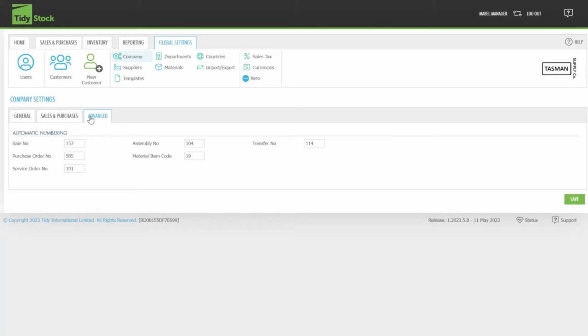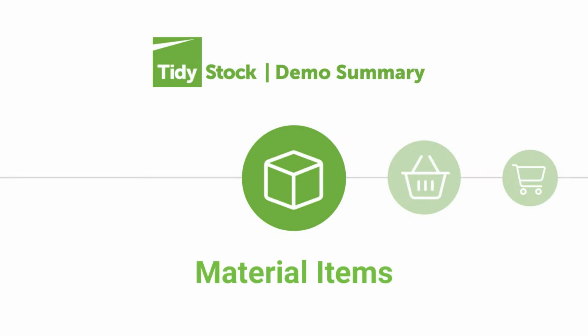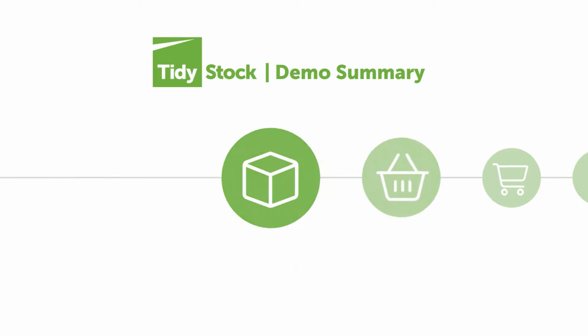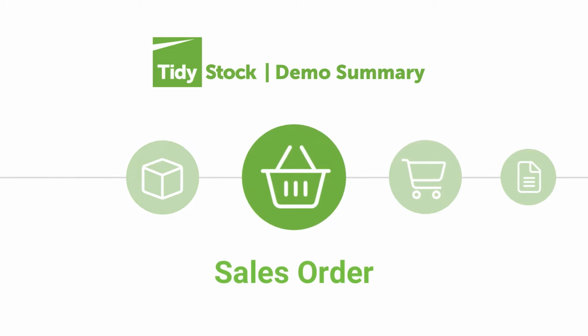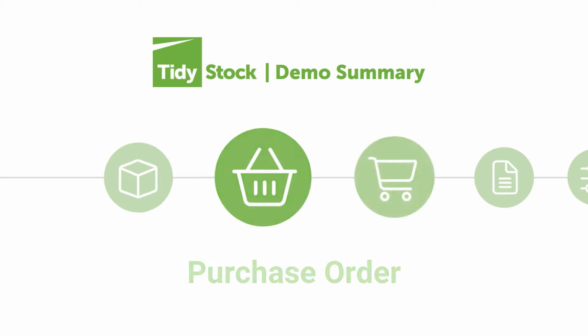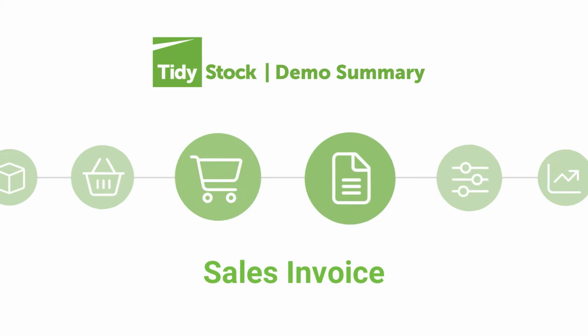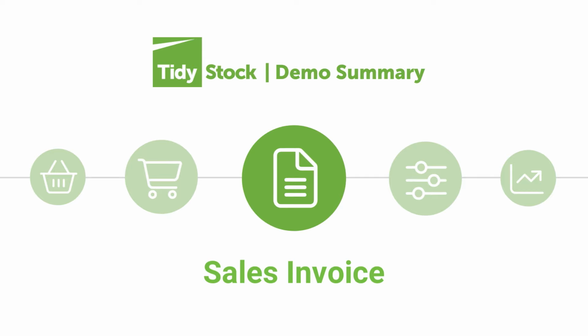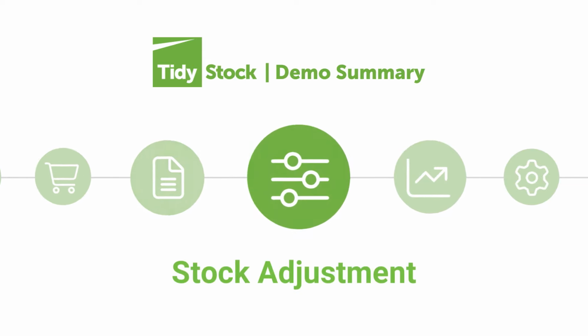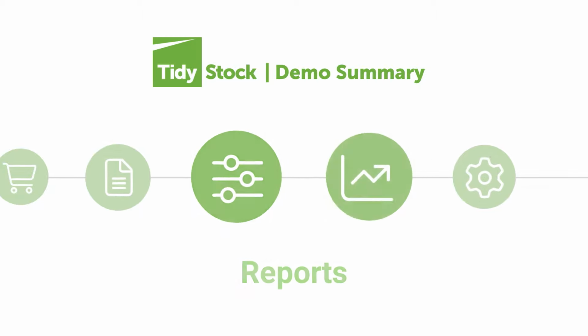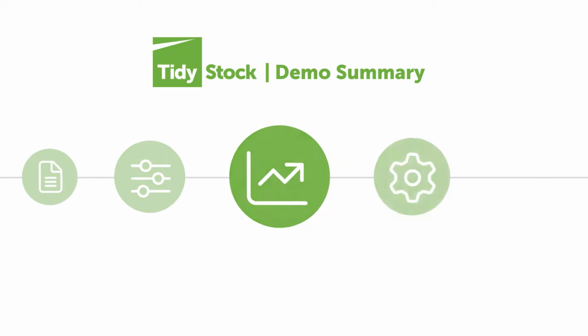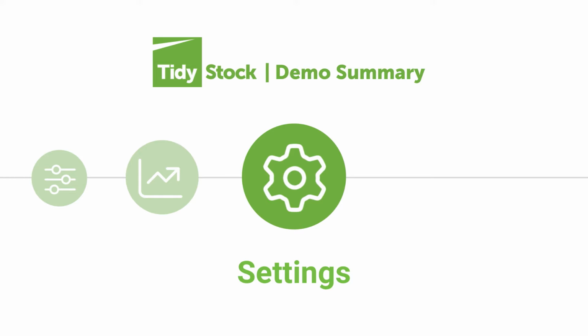That's all for today's demo. We've covered quite a lot of ground, so let's summarise. We started off by learning how to add material items and assemblies to our TidyStock account. Then we created a sale and put it on backorder. We used the stock level warning screen to create a purchase order and received it in. Next, we went back to the sale and invoiced it out. The stock was dispatched and a stock adjustment was sent through to 0. After that, we looked at reporting and some general settings in relation to customers, suppliers, the Xero connection and more.